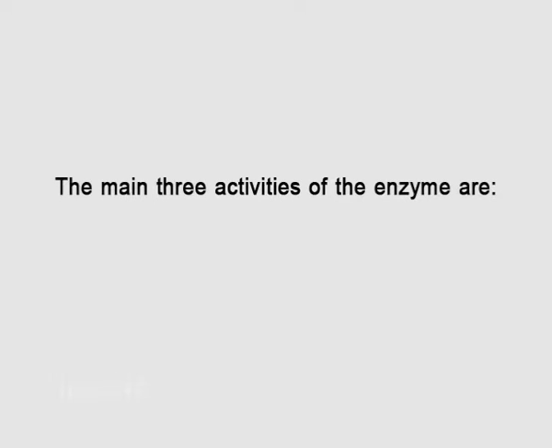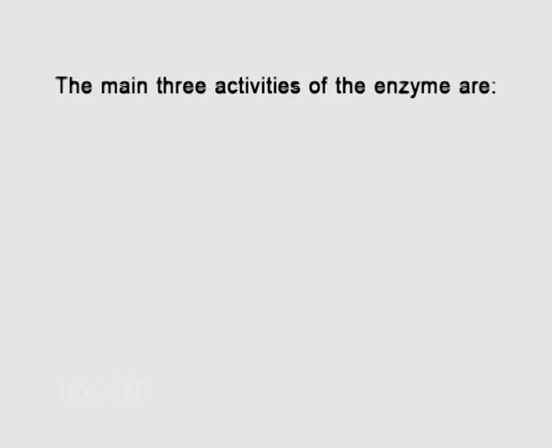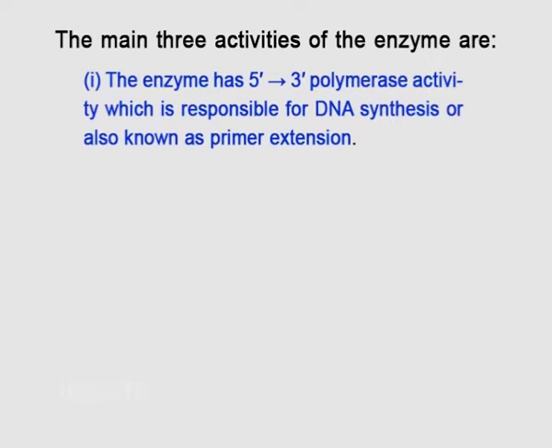Let us discuss more about DNA polymerase I. DNA polymerase I enzyme provides the major part of polymerase activity in E. coli. It is mostly involved in DNA repair and is used for in vitro DNA replication. The main three activities of the enzyme are: number one, the enzyme has 5' to 3' polymerase activity, which is responsible for DNA synthesis, also known as primer extension.